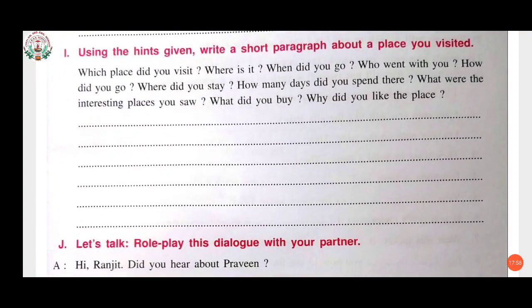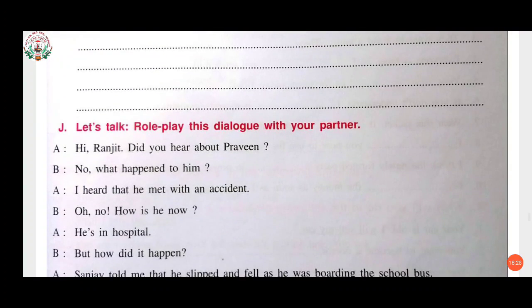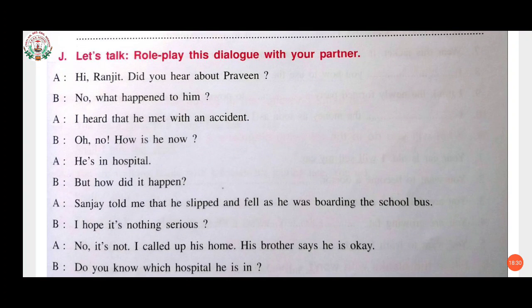And using the hints, here it is given, write a short paragraph about a place you visited. Whatever the place you visited last time, wherever you have visited, just write down that one, which place did you visit, where is it situated, and when did you go there, who went with you, who else was there with you, how did you go, like this. Just make a short paragraph with this. And again the last one is role play. As you know that you have to practice this with your partner for improving your communication skill.